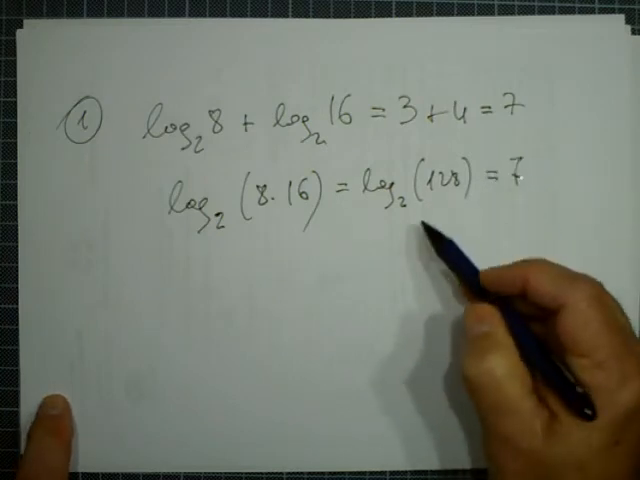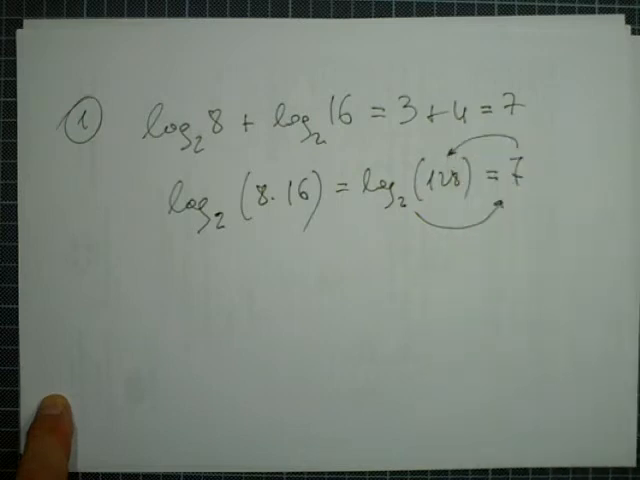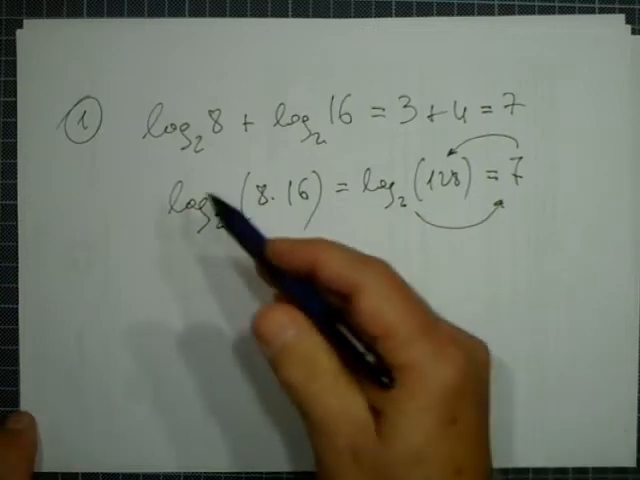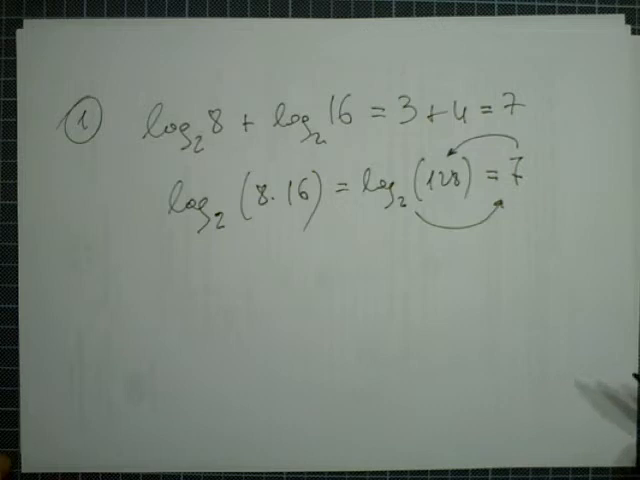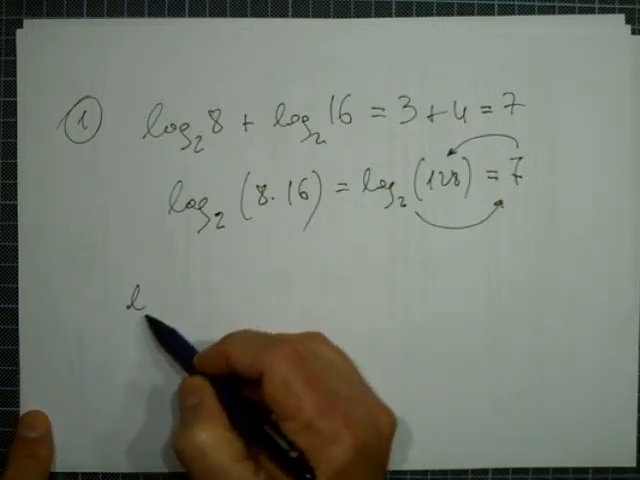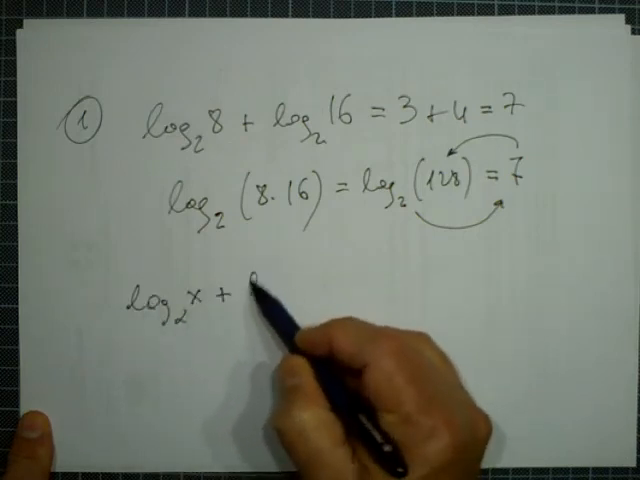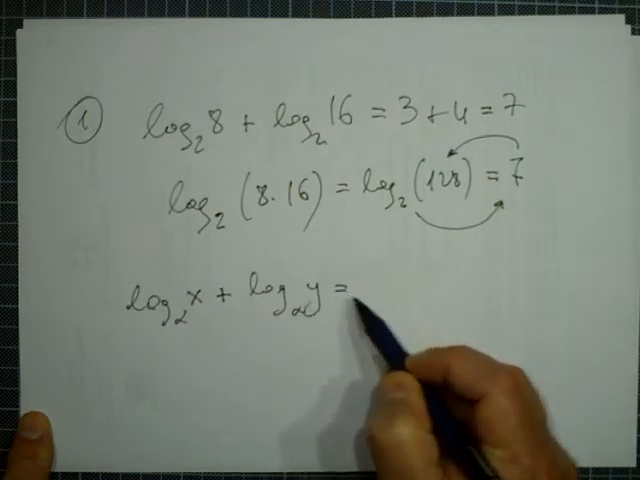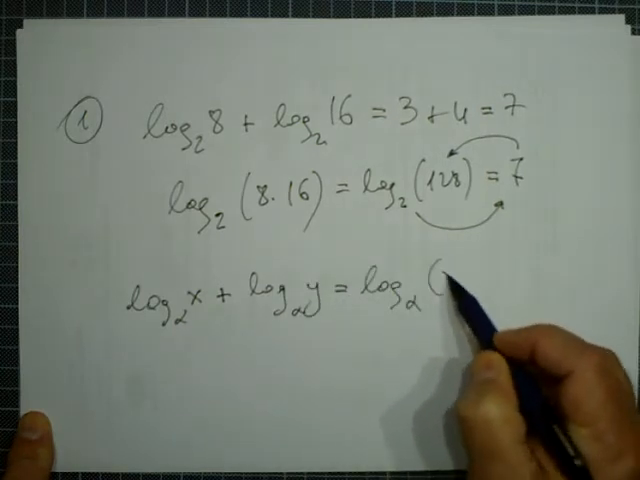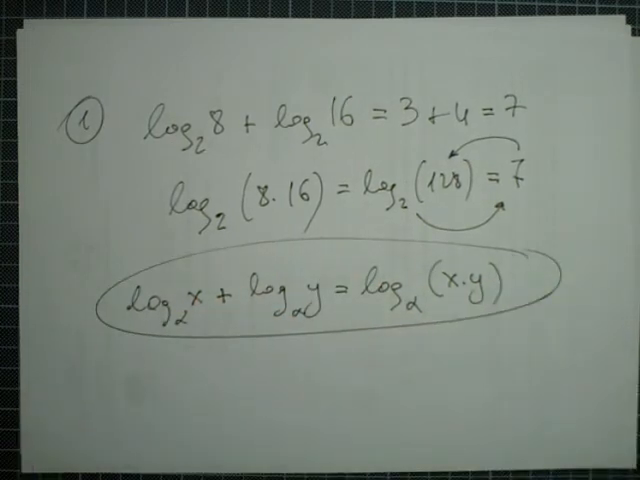So, what is the result here? This is 7, as 2 to the power of 7 gives 128. So what we see here is that the addition becomes a multiplication in a way. So the general law here is this: log a of x plus log a of y equals log with base a of x times y. This is the first law of logarithms.